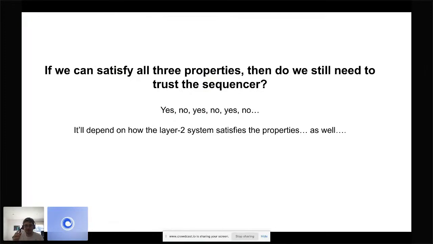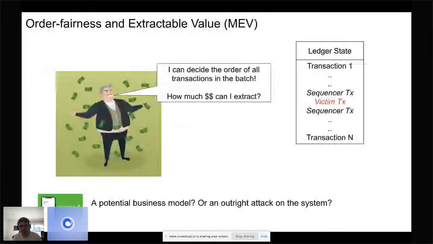As I mentioned, there's 3 security problems. We can get close to solving them, but we don't always outright solve the problem. But 2, there's other problems that pop up. So the first is order fairness and extractable value.